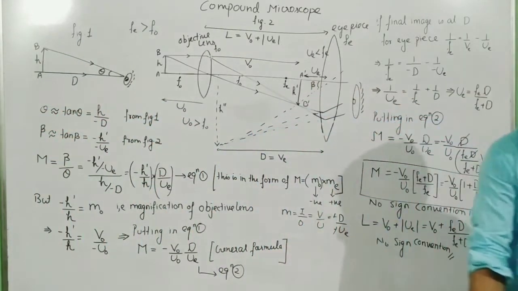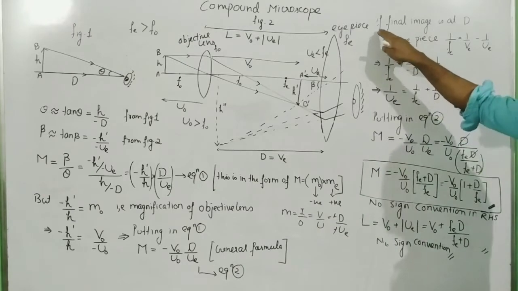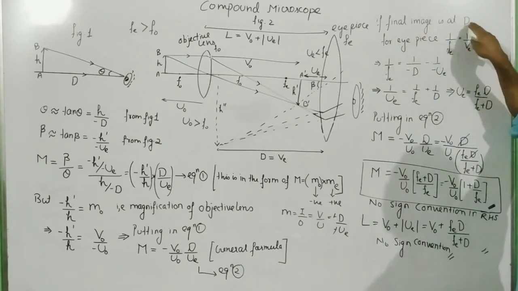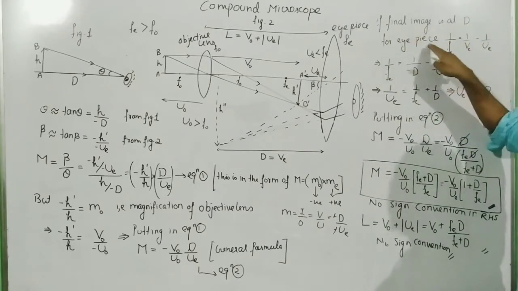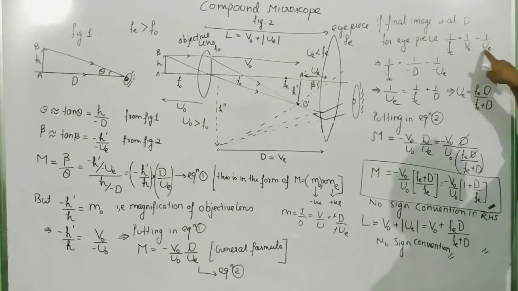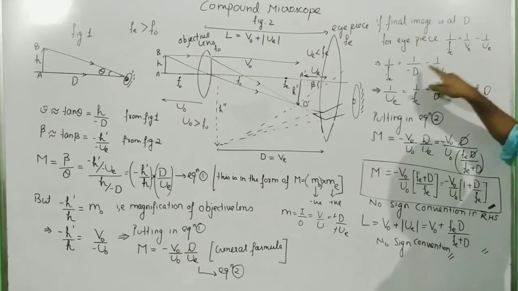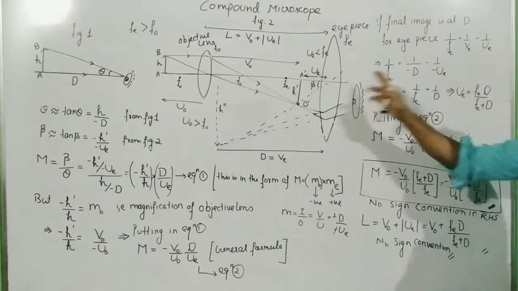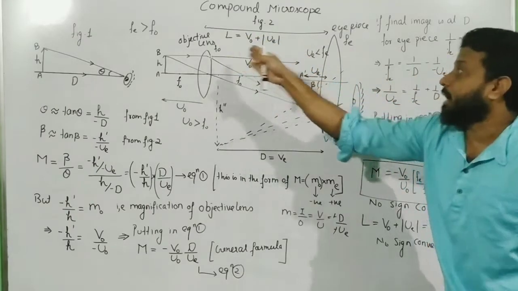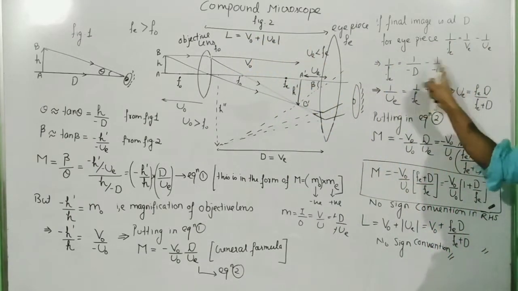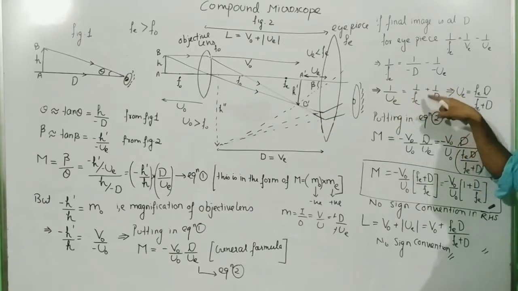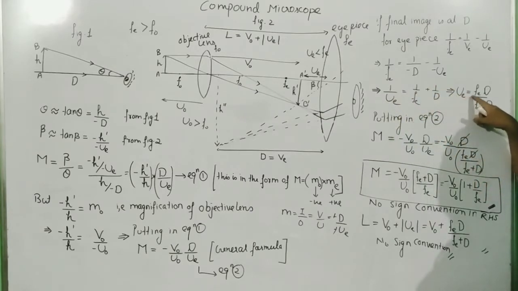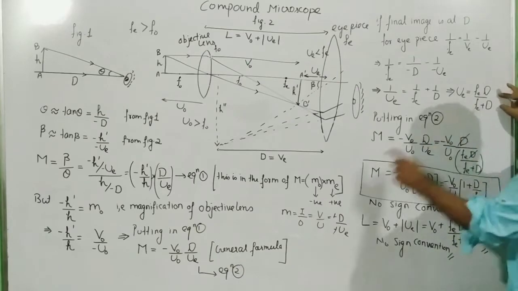Now come back here. Over here, if final image is at D, then for eyepiece, this is the lens formula for eyepiece: 1 by FE, 1 by VE minus 1 by UE. Now put the sign convention. VE is minus D, this side, so minus D. UE is negative, this side, whereas the ray is traveling in this direction. So now if you rearrange the term, you will get 1 by UE equal to 1 by FE plus 1 by D. This implies UE equal to FE D by FE plus D. Where will I put this? I will put this in equation number 2, the general formula.